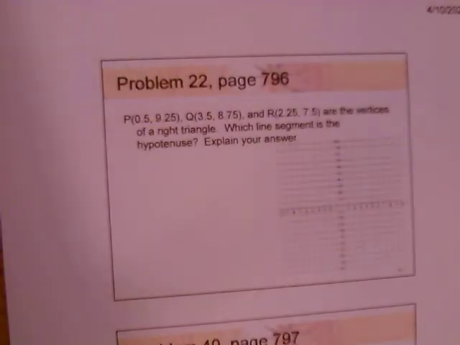Okay, take a look at problem number 22 on page 796. It says here, P has the ordered pair of 0.5 and 9.25. Q has the ordered pair 3.5 and 8.75, and R has the ordered pair 2.25 and 7.5. Those are the vertices of the right triangle. Which line segment is the hypotenuse, and explain your answer.